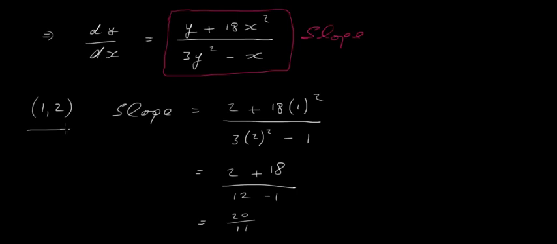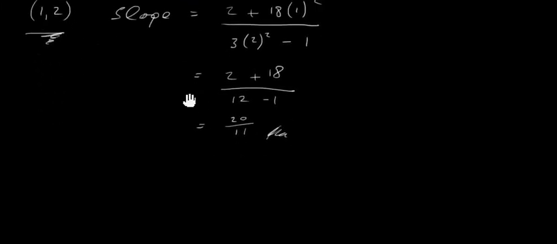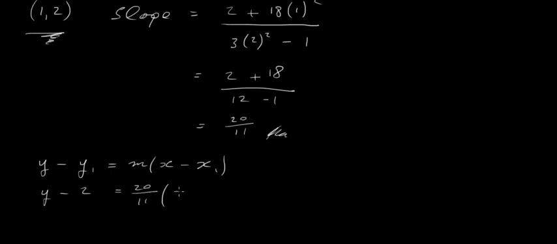We now have a point on our tangent, and we now have the slope of our tangent. So let's write the equation of our tangent down. The equation of our tangent is going to be y minus y1 is equal to m times x minus x1. So let's put in our information here. We've got y minus, our y1 is 2. Our slope now is 20 over 11. Our x is x minus our x1 here, which is 1. There's the equation of our line.